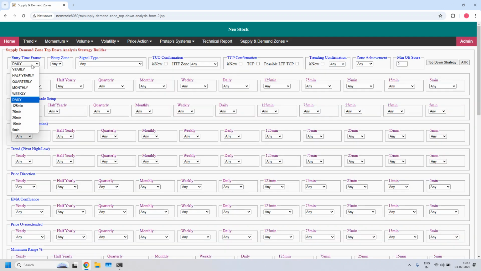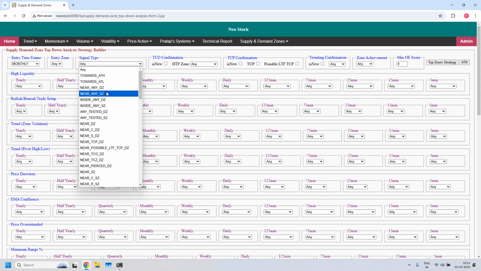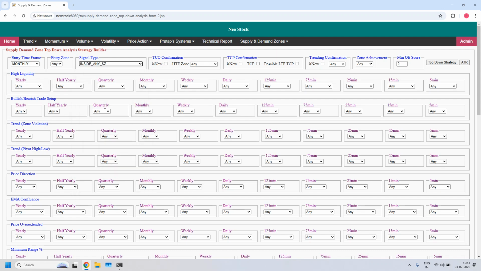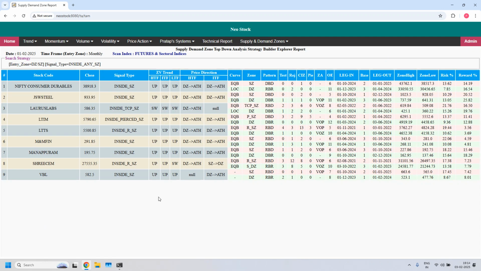Next, monthly time frame. Price closed inside the monthly supply zone. Let's filter. We got 9 stocks. Currently, in these 9 monthly supply zones, the current price was closed. Okay, now out of these 9, how many are having monthly supply zone EMA Confluence?